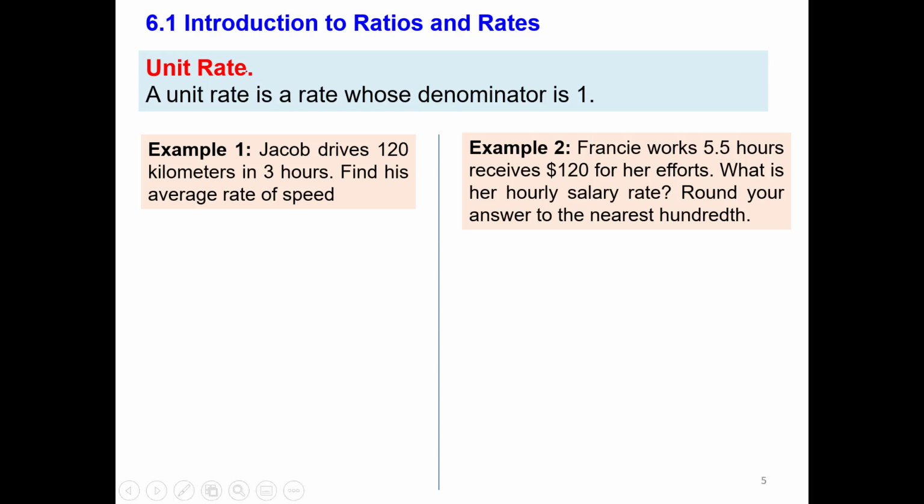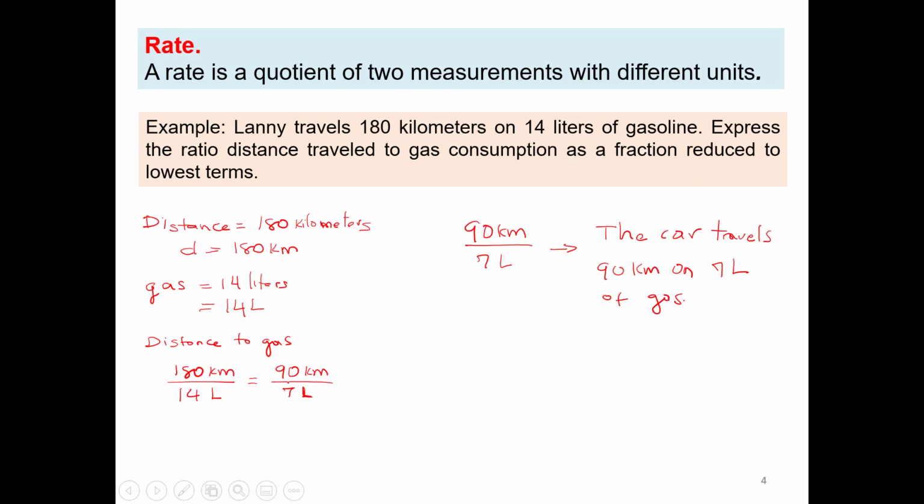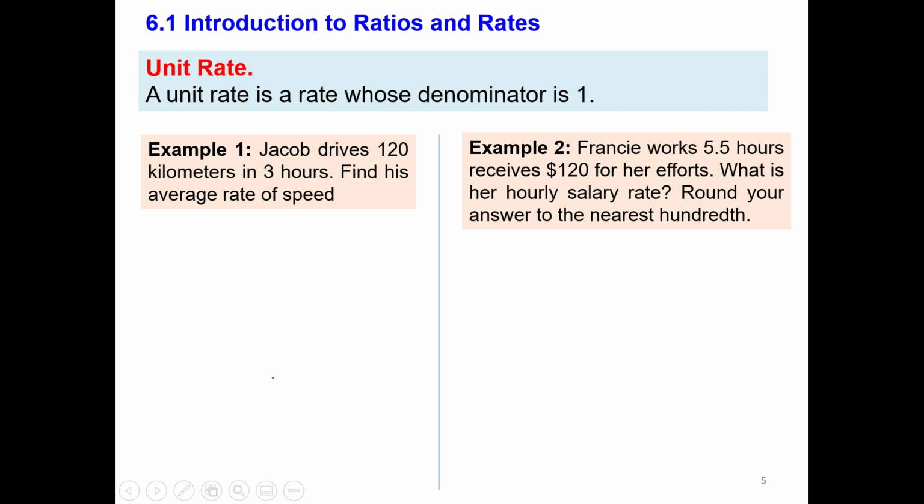Unit rate. Then we know proportion, rate. Now unit rate. What is the definition of the unit rate? It's a rate whose denominator is 1. We can see here the denominator in this case was not 1, it was 7. Then in unit rate, the denominator must be 1. Then let's try to solve this problem.